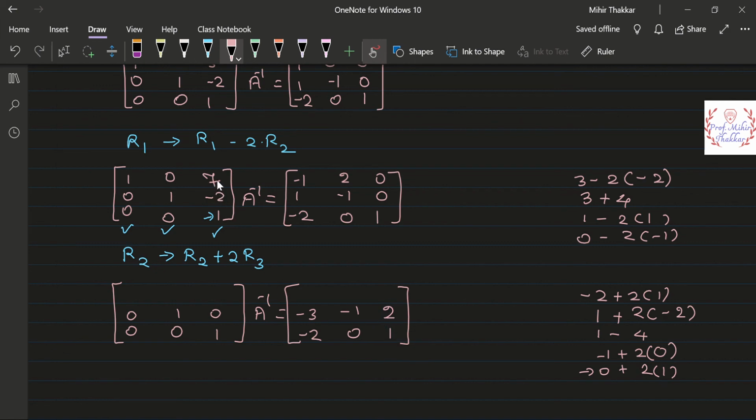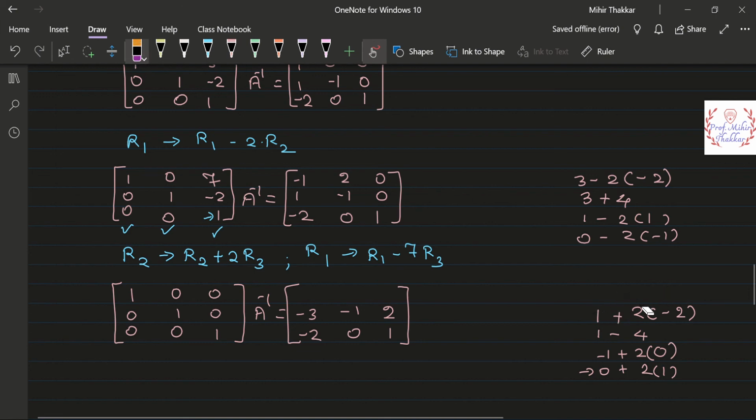Now the last, I have to convert this 7 into 0, so R1 changes to R1 minus 7 times R3, because 0 is available in the third row over there, therefore we are multiplying it with R3. Now the first and the second element will definitely not change, so leave it 1 and 0. This element is going to be 0 for sure, for that we are doing this transformation. Let us see the working for the right hand side.